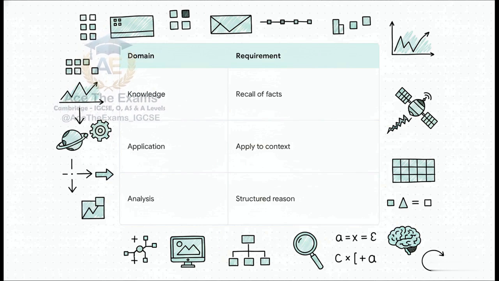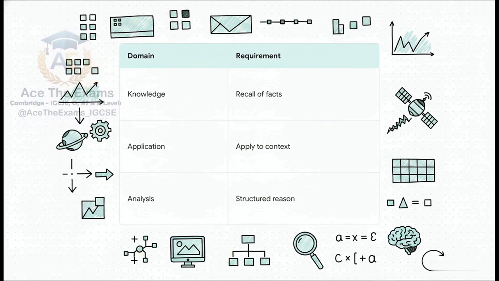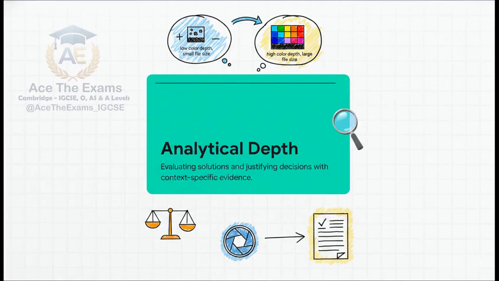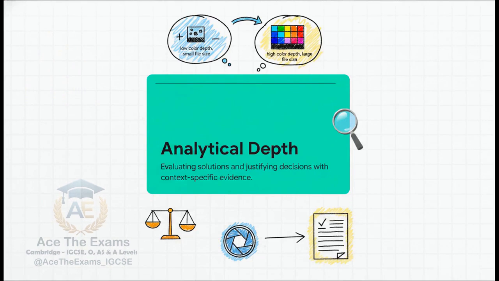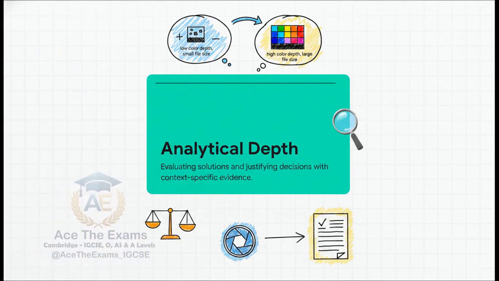And finally, row 3 is analysis. This requires logical, structured reasoning and an evidence-based breakdown of the problem. This proves that just knowing the mathematical formula for image file size is only the starting line. You must apply it and systematically analyze the evidence to scoop up those final highest-tier marks. So the crucial takeaway here is that examiners are actively hunting for this specific type of analytical depth.